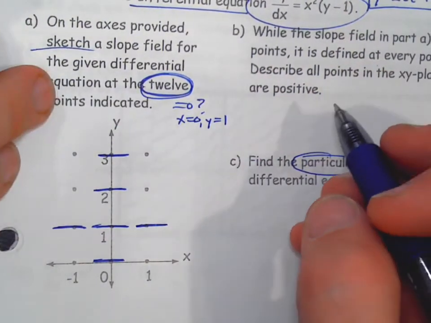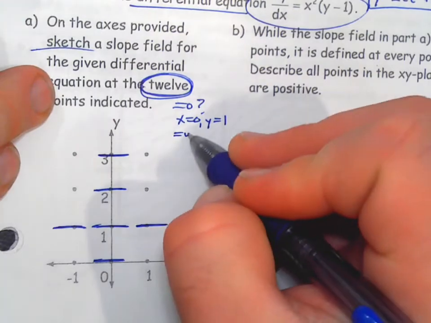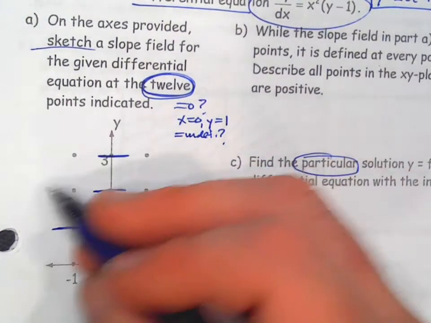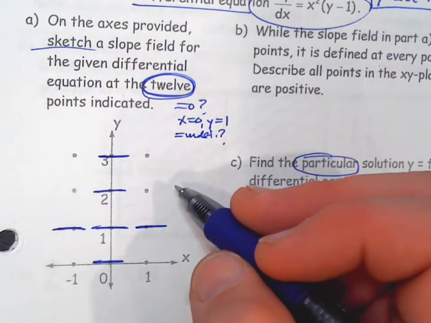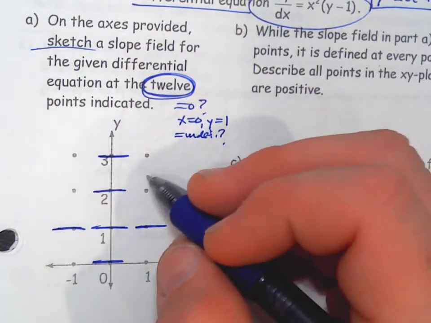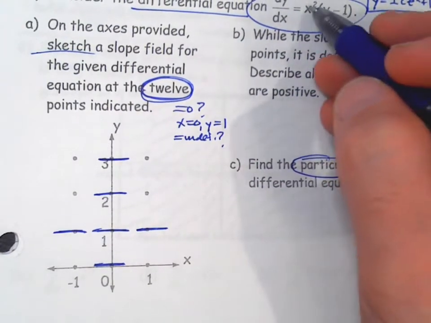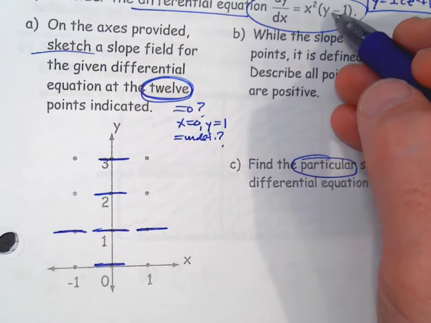Is it ever undefined? No. So I think I'm just going to plug these in. There might be some kind of symmetry, vertical or horizontal. When you plug in 1 for x, 2 for y, you get a slope of 1.